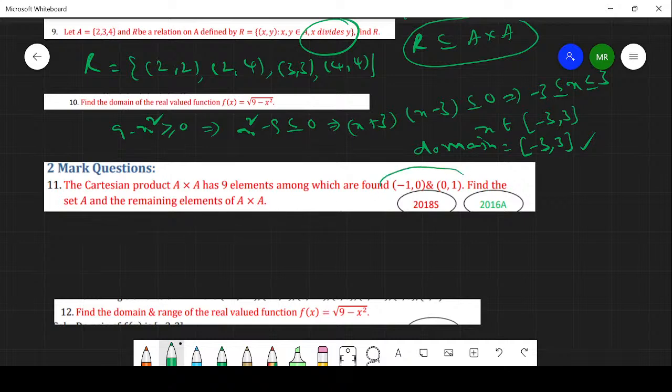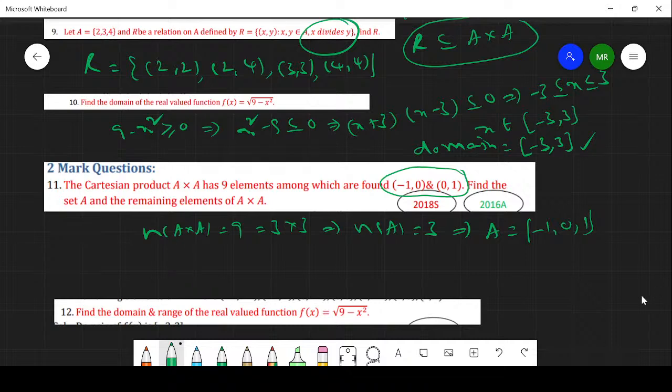Look into this. If you observe here, 3 different elements are there: minus 1, 0, 1. That means, because A cross A has 9 elements, n of A cross A is equal to 9. That means this is 3 into 3. So n of A has 3 elements. Since we have 3 different elements, I can write A is equal to the set of minus 1, 0, 1. This is A.